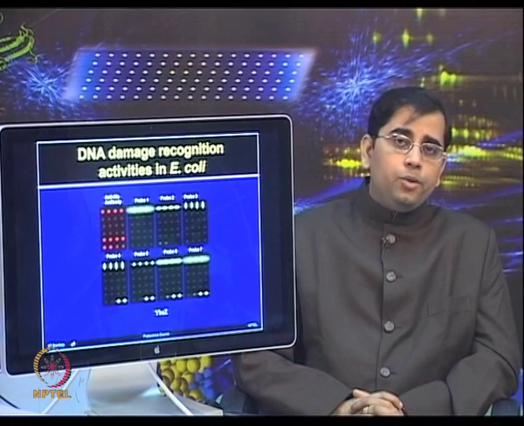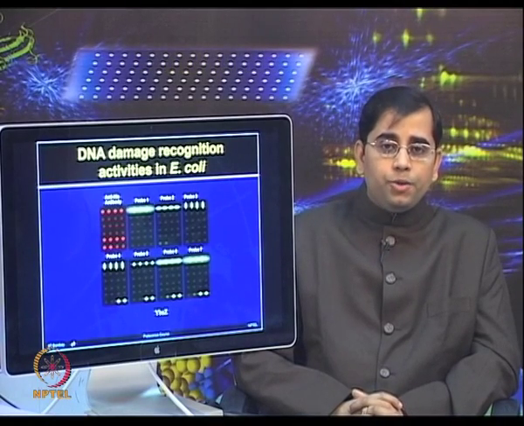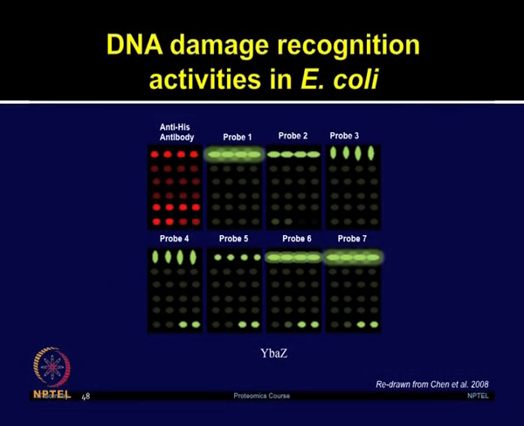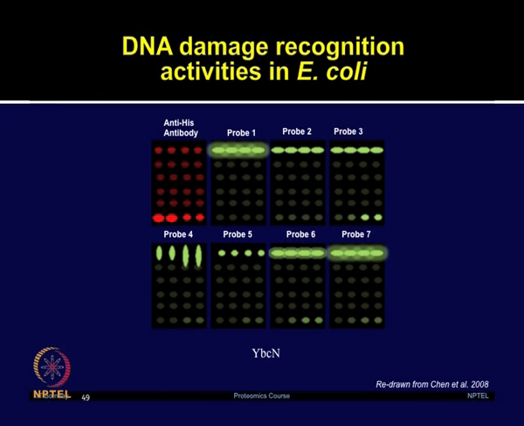In this study, by using a group of DNA probes as shown in the slide here, each containing a mismatched base pair or an abasic site, authors found a small number of proteins that could recognize each type of probe with high affinity and specificity. So, they evaluated two types of proteins, YBAZ, which is shown in this slide, and YBCN, which is shown in the following slide.